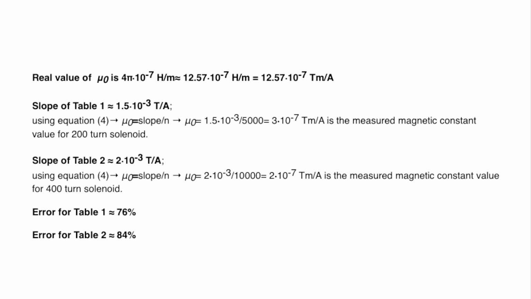For the solenoid with 200 turns, slope is calculated as 1.5 times 10 to the minus 3 teslas per ampere, and magnetic constant was calculated as 3 times 10 to the minus 7 tesla meter per ampere. For the solenoid with 400 turns, slope is calculated as 2 times 10 to the minus 3 tesla per ampere, and magnetic constant was calculated as 2 times 10 to the minus 7 tesla meter per ampere.